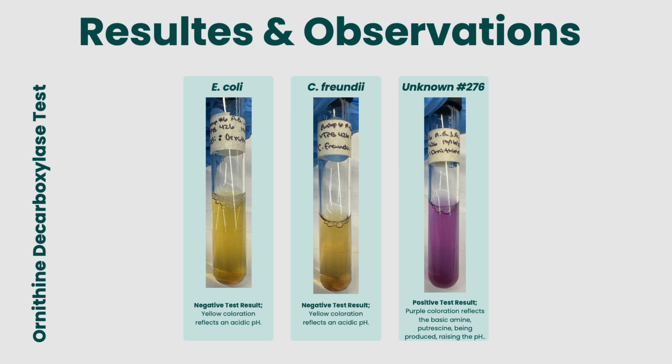Now for the results and observations with ornithine decarboxylase tests, we have them with E. coli, C. freundii, and unknown 276. For E. coli, we have a negative test result, and for the observations, we can see that there is a yellow coloration which reflects an acidic pH. For C. freundii, we also have similar results, with a negative test result showing yellow coloration, which also reflects an acidic pH. And lastly, for unknown 276, we have a positive test result with a purple coloration, which reflects the basic amine putrescine being produced, raising the pH values.